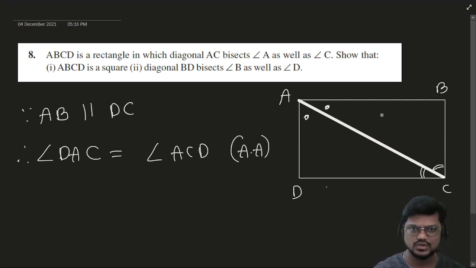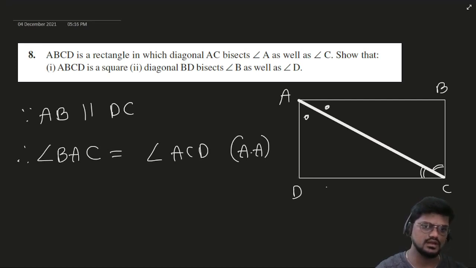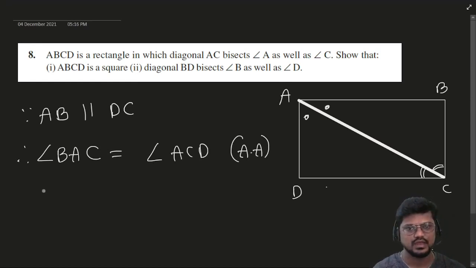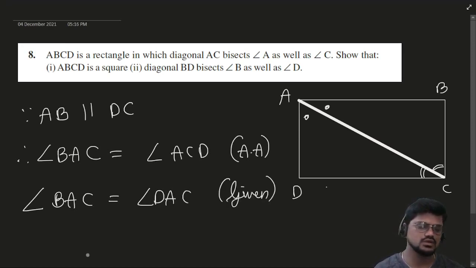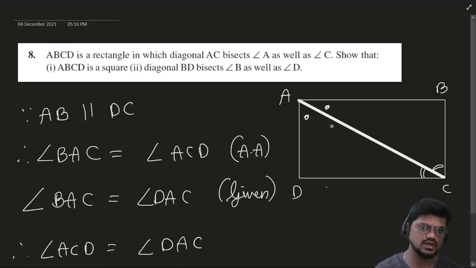Sir, you wrote BAC. Sorry, it should be BAC. So over here, this angle BAC is equal to angle ACB, right? By alternate angles. But we already knew that angle BAC is equal to DAC. This is what was given, yes or no? Therefore, from these two, can I say angle ACD is equal to angle DAC?